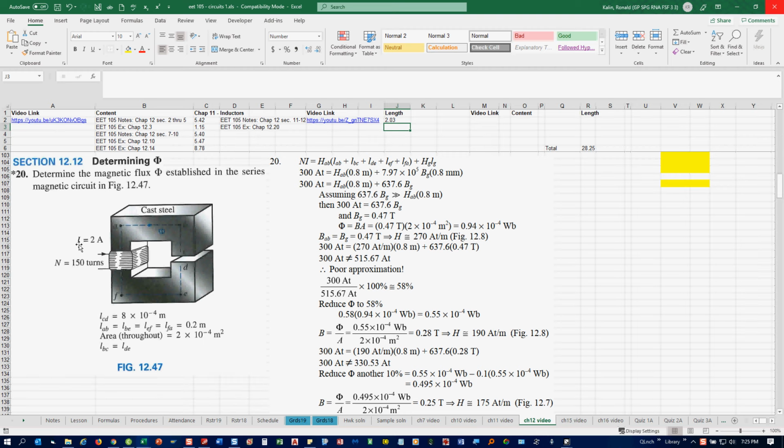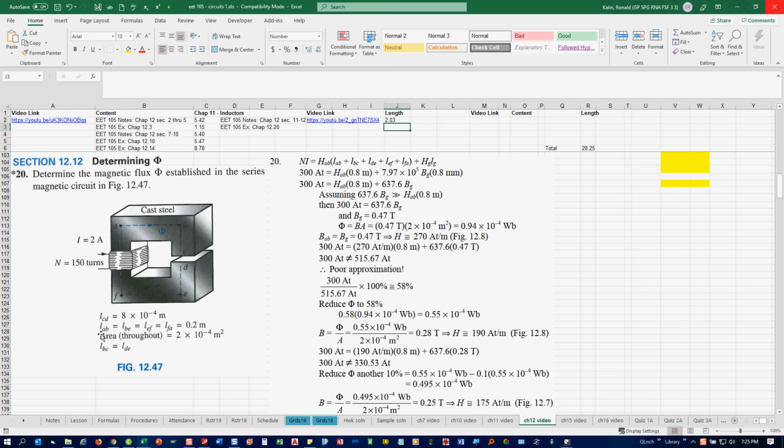You're given the current, 2 amps. You're given the number of turns, 150. And you're given the various lengths around this circuit. You're given that it's cast steel. So the distance between C and D would be this gap, 8 times 10 to the negative 4 meters.